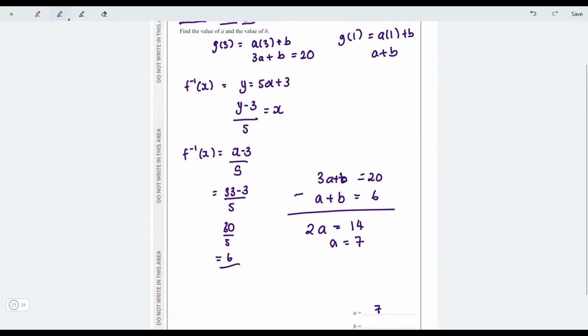Right, b, I'm going to plug it into this. a add b equals 6. 7 add b equals 6. Well, b has to be minus 1. Pretty simple and straightforward.